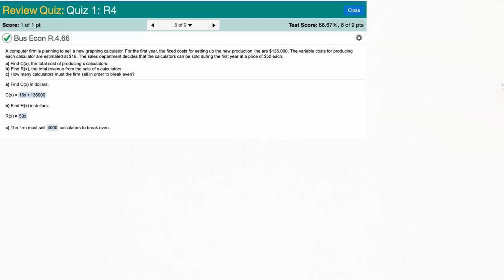Question 8 is our first quote-unquote business calc problem here. This is just another little algebra problem. They want us to first find a cost equation, then find a revenue equation, and then from that information find the break-even point, how many calculators it'll take to break even.